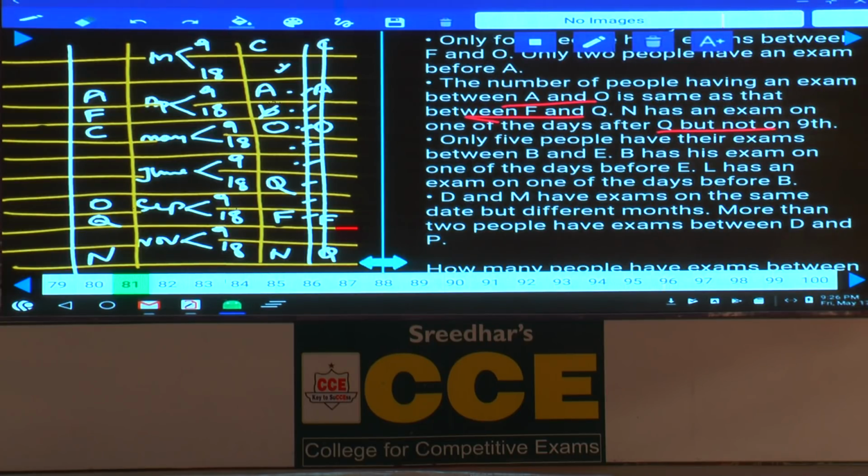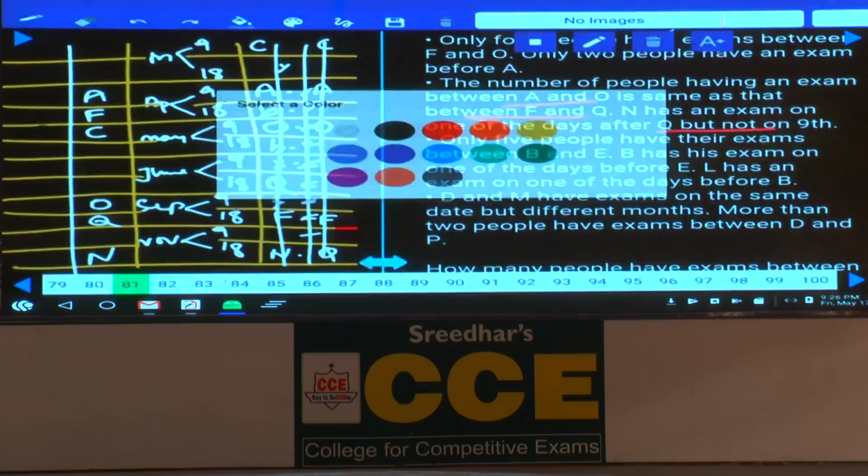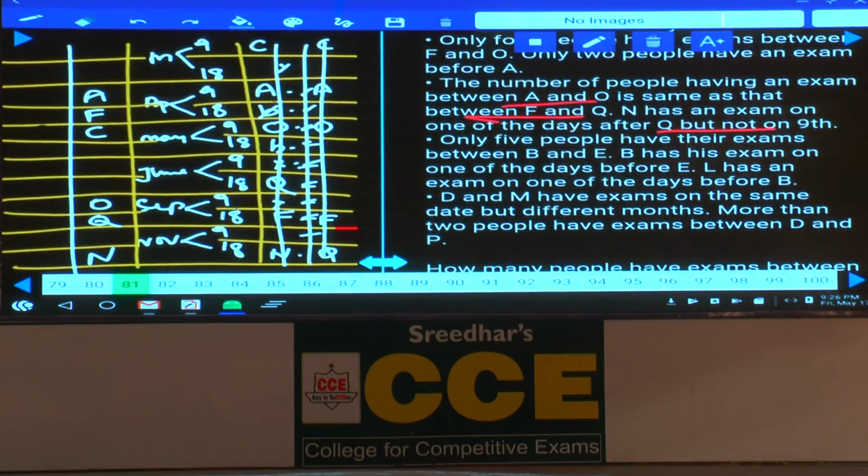B cannot be here. And B has exam one of the days before E. If B is here, then 1, 2, 3, 4, 5, then N and E must be in the same place, not possible. Hence, B cannot be in the remaining places. Now this case is completely ruled out. Are you following this one or not? Because there must be 5 people in between B and E.